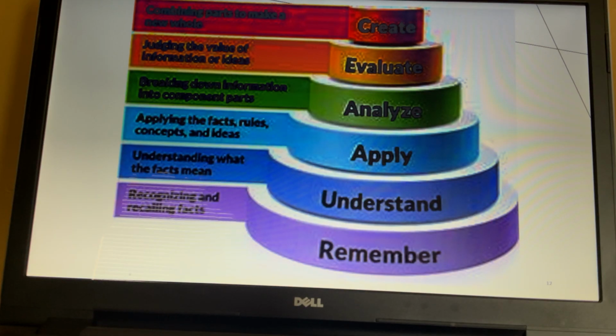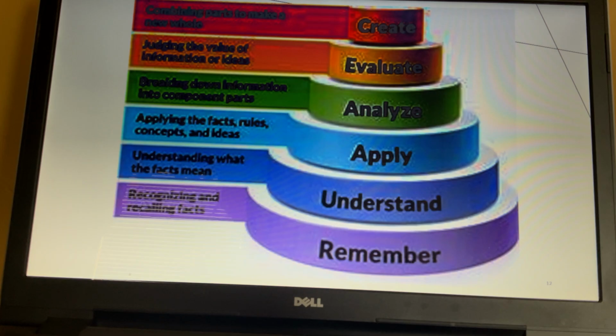The first one at the bottom, remember. That means they can recognize and recall facts. One step up is to understand. That means they understand what the facts mean. The next level, they can apply the facts. They can apply the facts, the rules, the concepts, the ideas, the skills, and they can apply them in a way that is created and designed by the teacher to show this application.